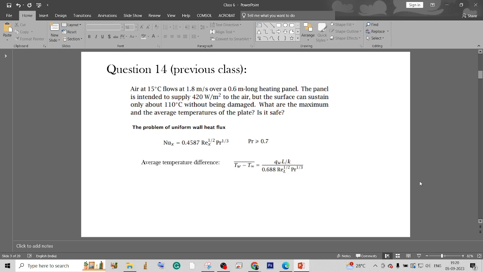Let us get to the question once. Air at 15 degrees Celsius flows at 1.8 meter per second. So velocity is given, and the length is also given for the heating panel. And the bulk temperature is also given for the air. The panel is intended to supply 420 watt per meter square to the air, that is, the heat flux is given. But the surface can sustain only 110 degrees Celsius without being damaged, so the maximum temperature is given. What are the maximum and average temperatures of the plate? The panel supplying heat can sustain a maximum temperature of 110. So what will be the maximum plate surface temperature that can be achieved?